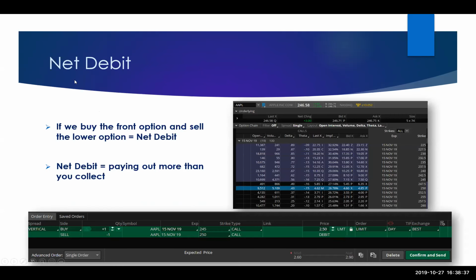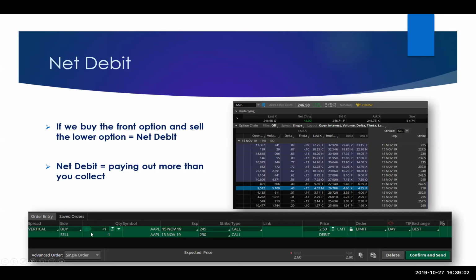So a couple of things you want to know: the net debit versus the net credit. You might hear that a lot from folks who trade spreads. Oh, I'm opening for a net debit of X, a net credit of X. What does that actually mean? All a net debit means is that you paid out more than you collected. If we buy the front option and sell the lower option, it equals a net debit, right? So it's costing you more than you're collecting.